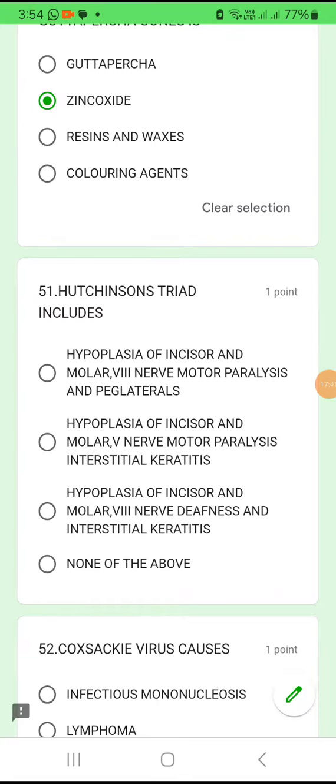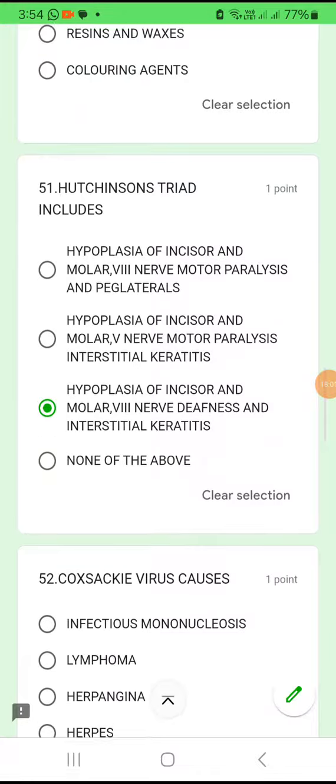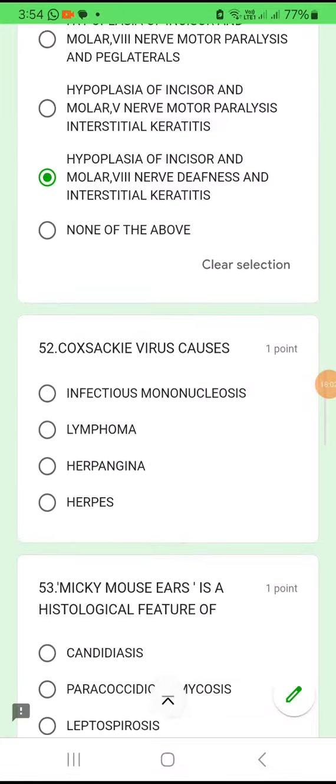Question number 51, Hutchinson's triad include, so just close your eyes and learn this. Hutchinson's triad include hyperplasia of the incisor, eighth nerve deafness, interstitial keratitis. So all these three come under option C. In option A they are telling about peclaterals, no. Option B they are talking about fifth nerve, no. It is definitely eighth cranial nerve. So you have option C as the answer.